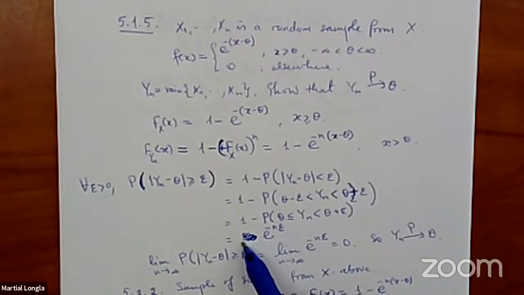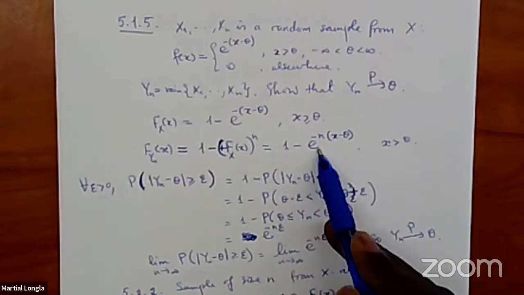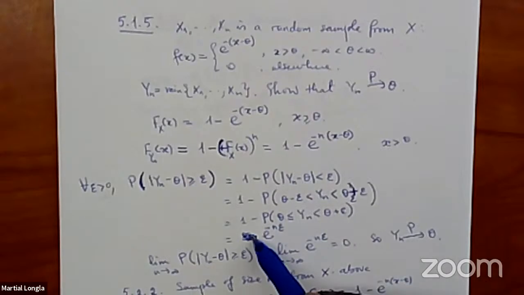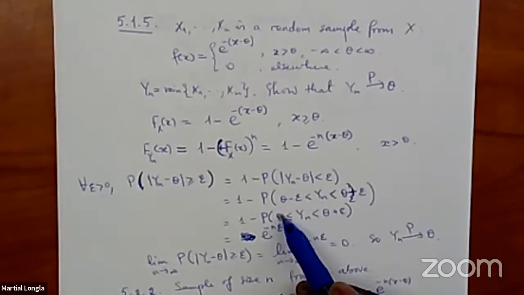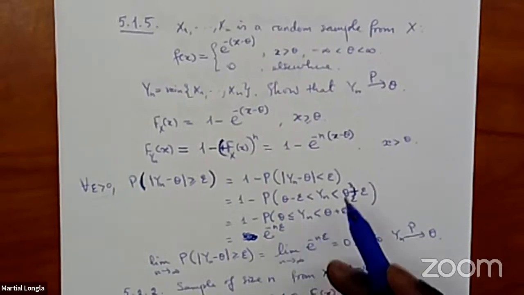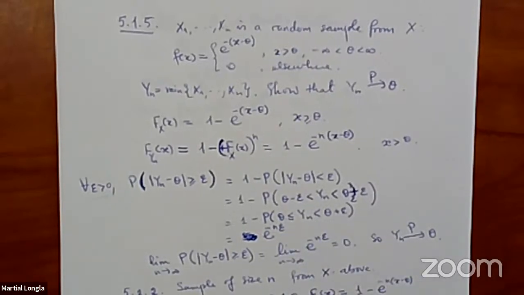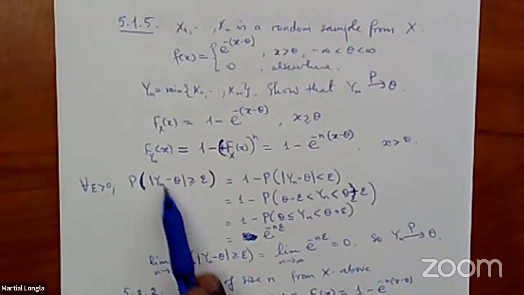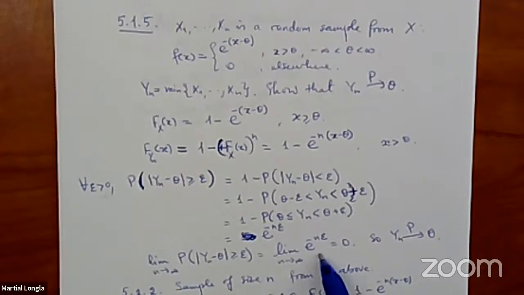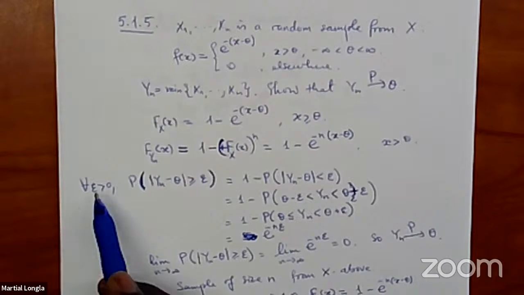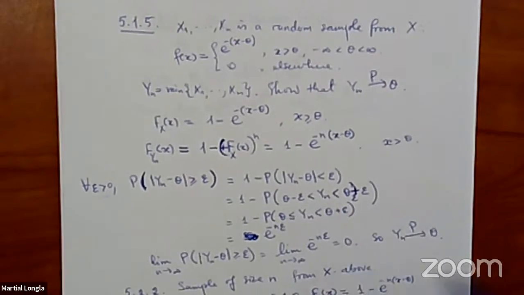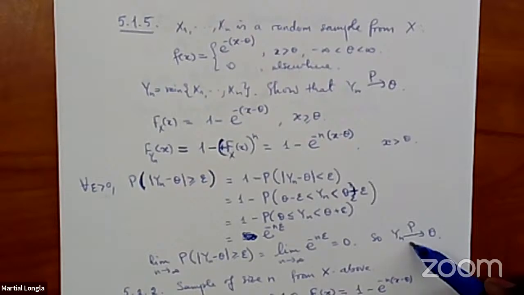That gives you 1 minus, and the capital F is 1 minus, so the ones cancel, the minus cancels with the other minus, and capital F of theta is 0, so the answer is just e to the negative n times epsilon. And in this case, because you have an equality, not an inequality, you can just compute the limit, which is equal to the limit of e to the negative n epsilon, and epsilon is positive, therefore that limit is 0, which means that Yn converges in probability to theta. Questions?